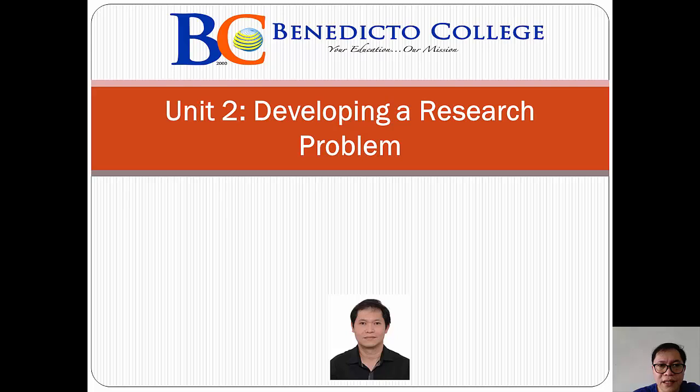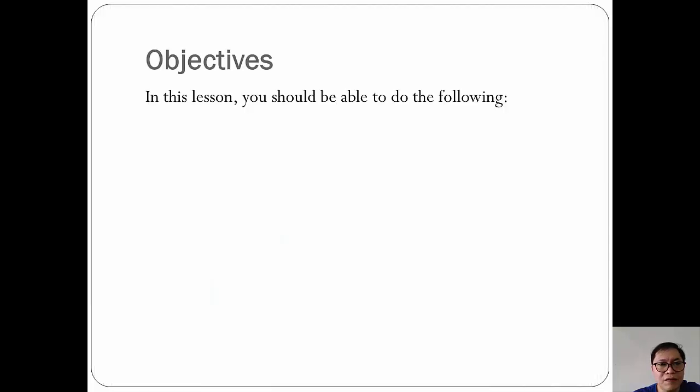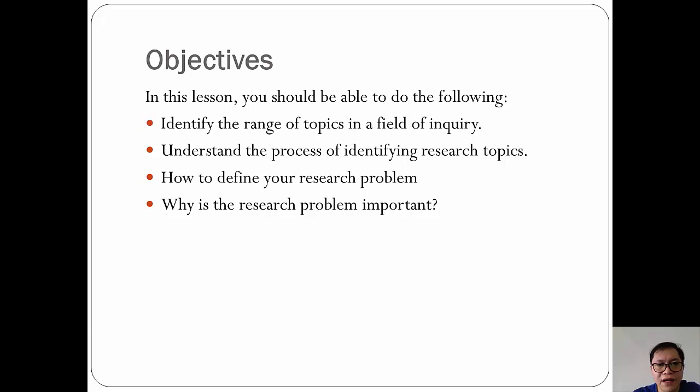We're going to discuss today Unit 2 of Practical Research in Developing a Research Problem. Lesson 1 under Developing a Research Problem is Identifying a Quantitative Research Problem. Our objective for today is to identify the range of topics in the field of inquiry, understand the process of identifying research topics, how to define your research problem, and why the research problem is important.